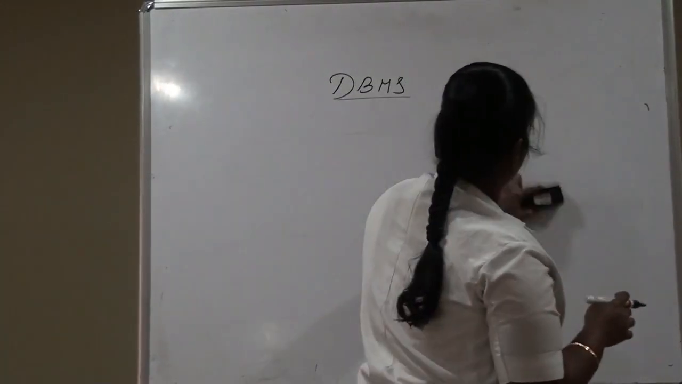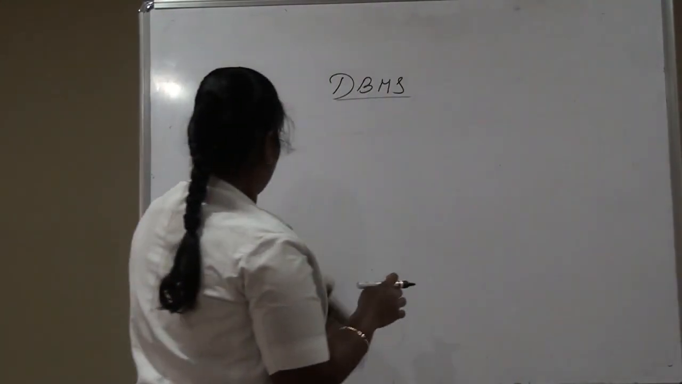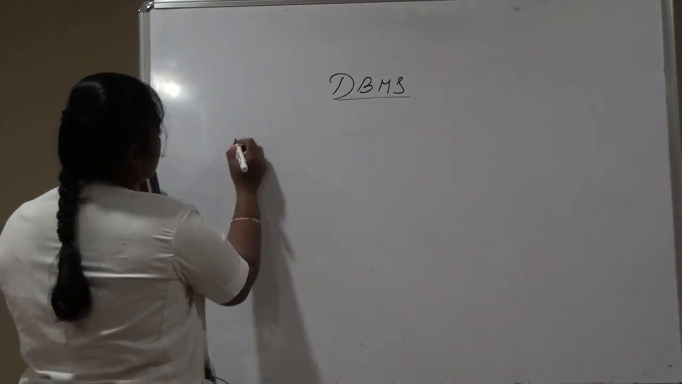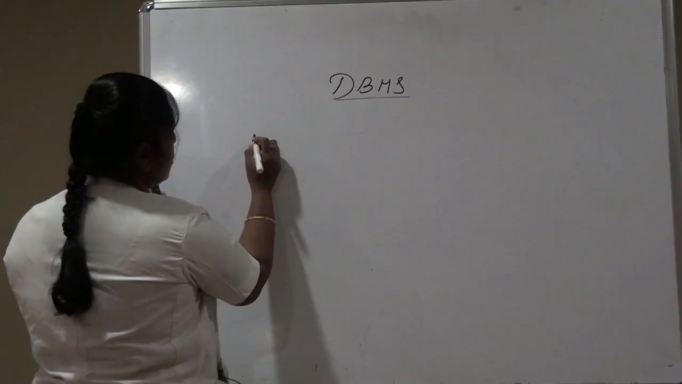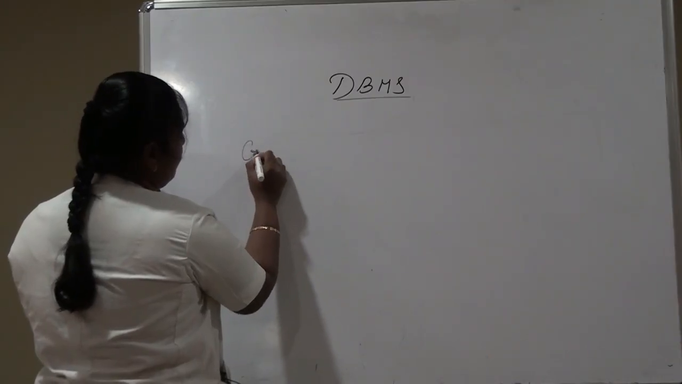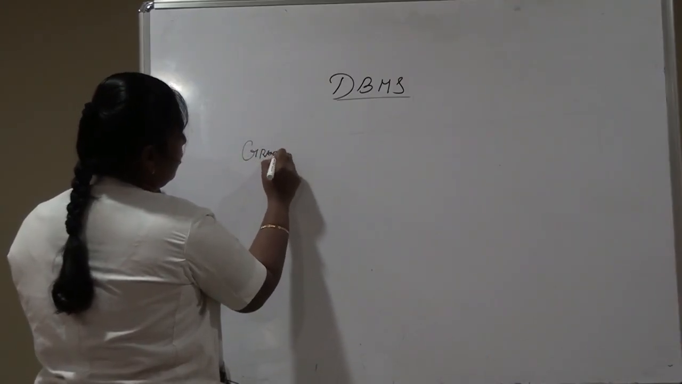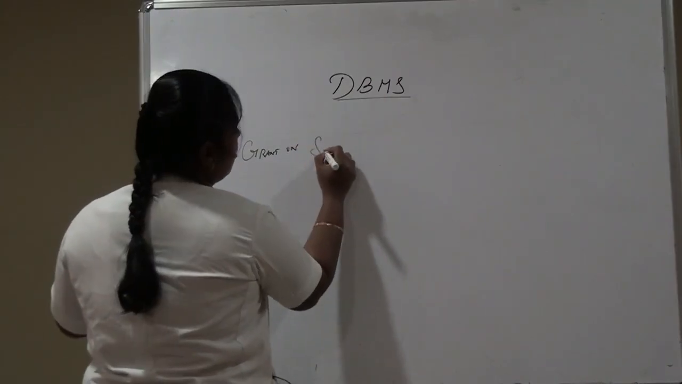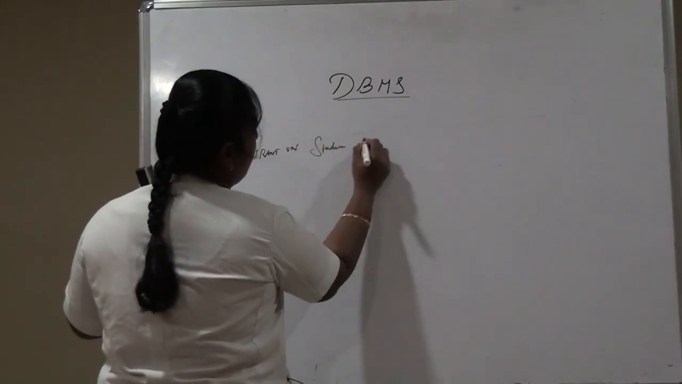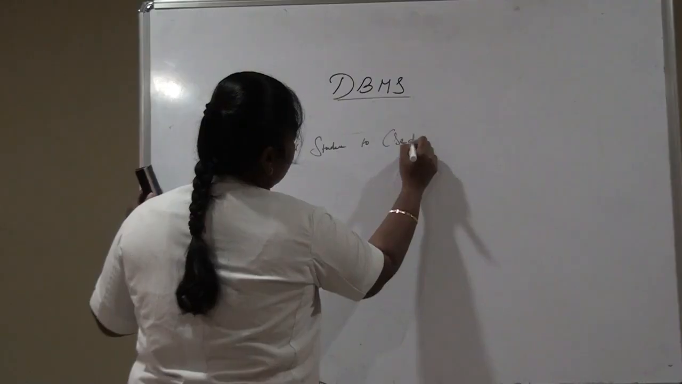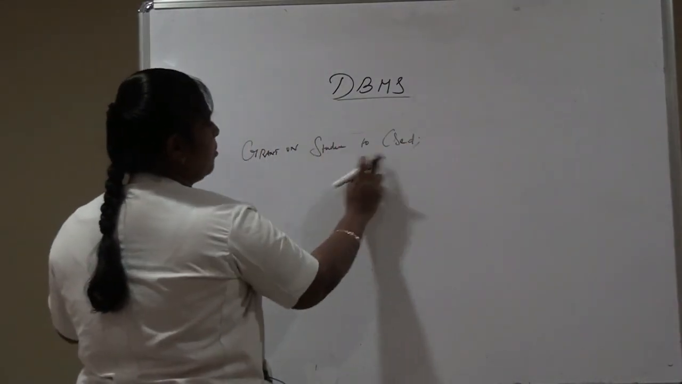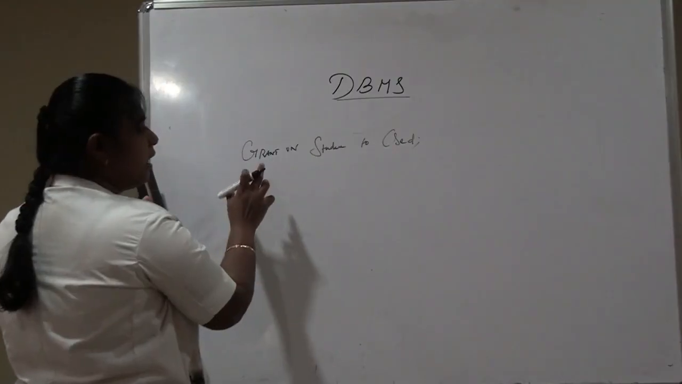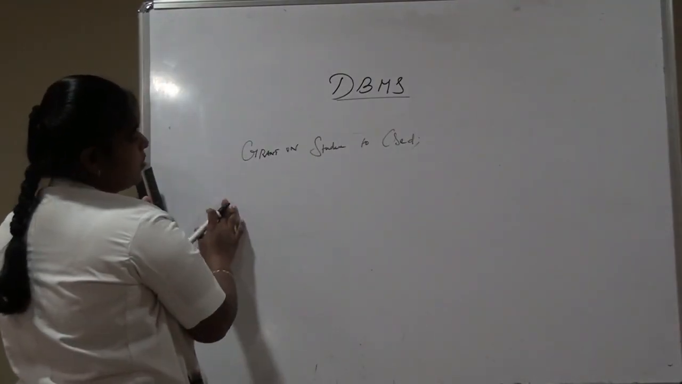Next, we are going to give the provisions. How to give the provisions? For example, grant on table name to username. It's a keyword: grant on table name to username. Here the grant will be produced.